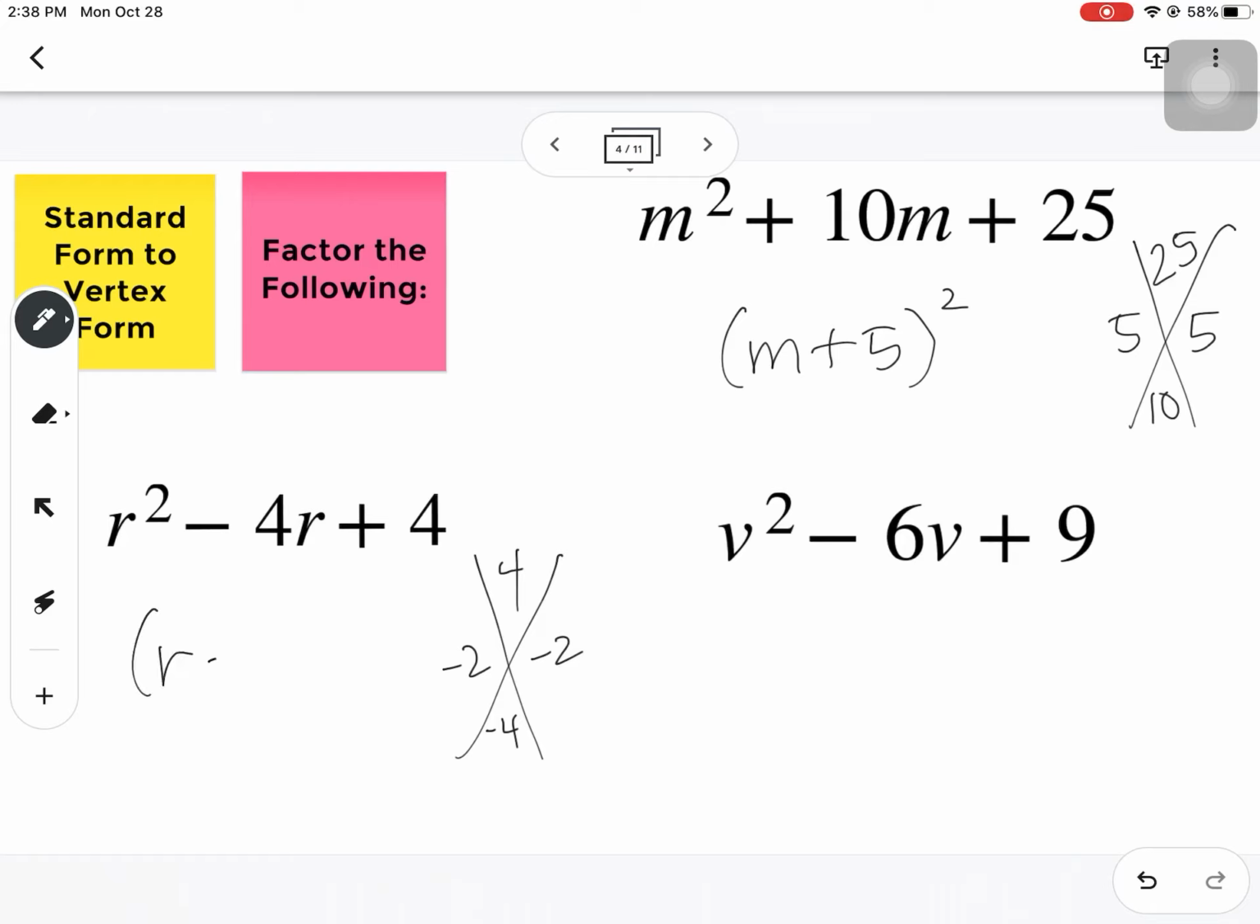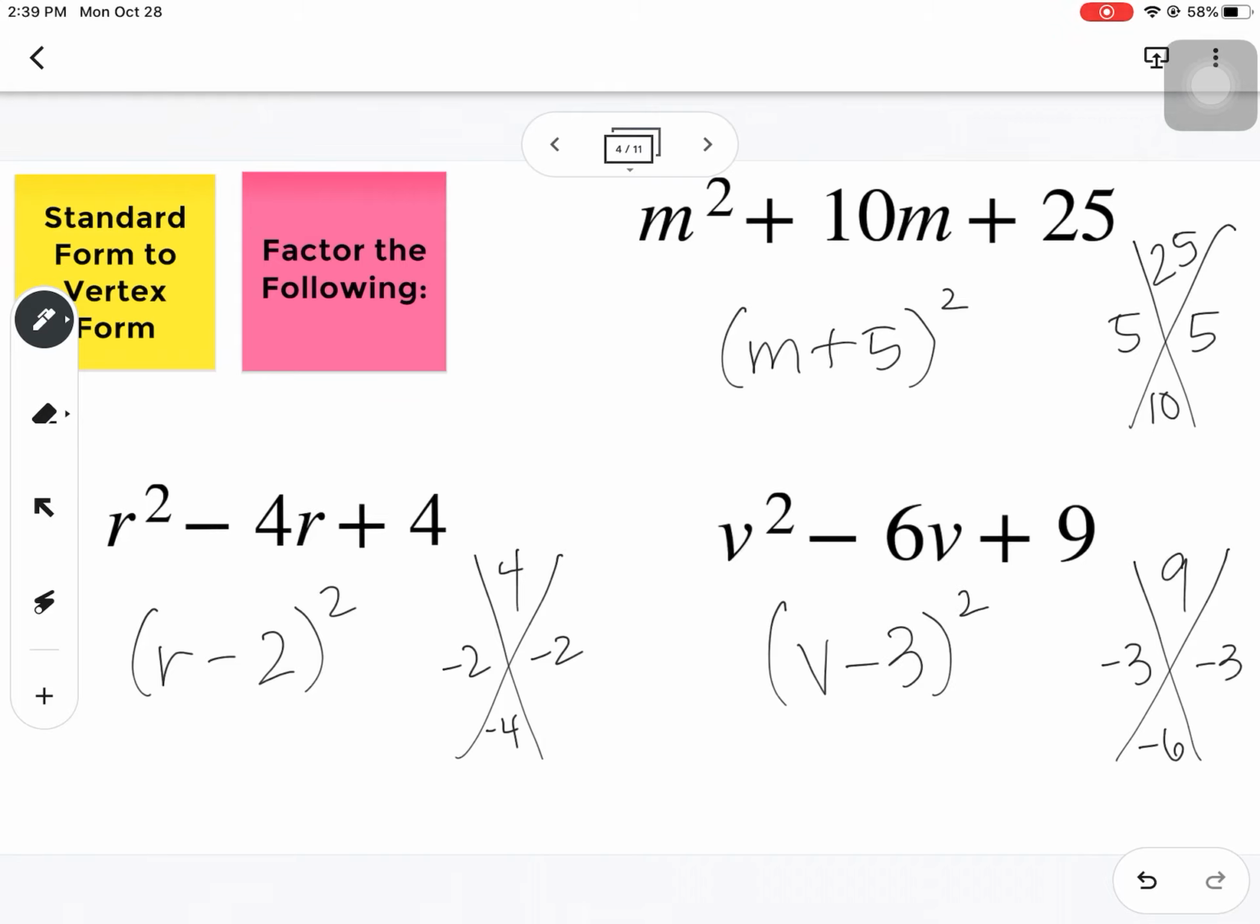So again, it's the same number, and you end up with r minus 2, the quantity squared. On this last one, multiplying to 9 and adding to negative 6, again, the same thing happens, and it ends up being 2v minus 3s. What all 3 of these are called is perfect square trinomials.